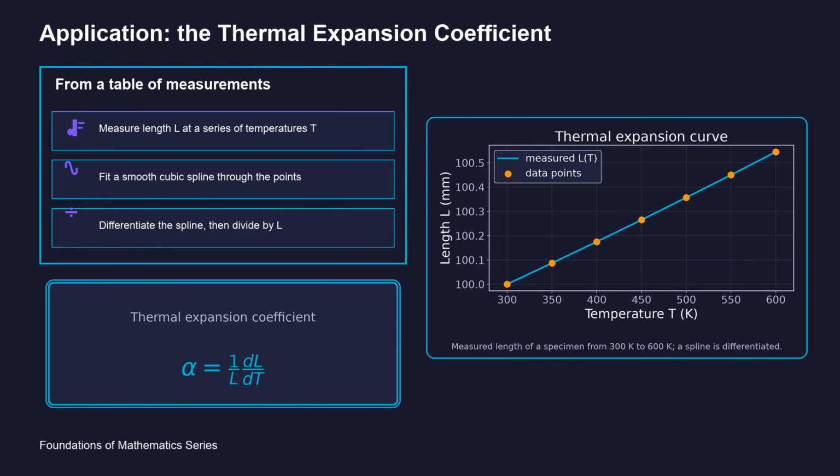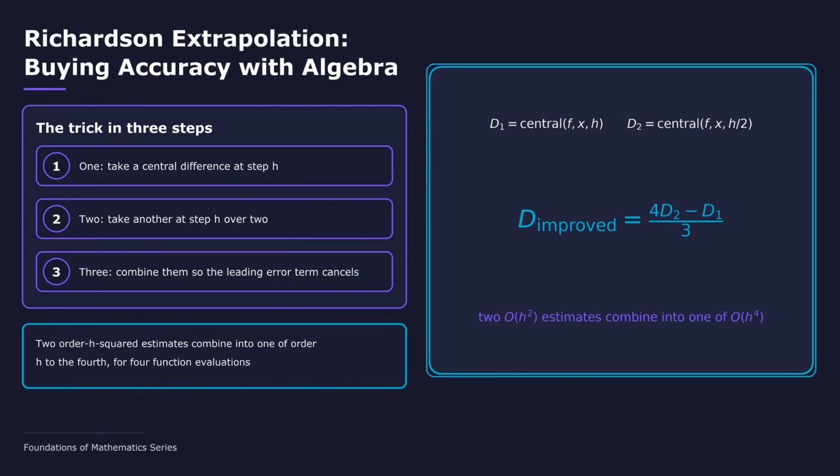So the procedure is exactly the one we have been building. Fit a smooth cubic spline through the measured points so that you have something differentiable. Differentiate that spline to obtain dL by dT at each temperature, and then divide by the measured length to get alpha. The temperature dependence of alpha then falls out as a curve from data that started as 7 measured temperature-length pairs.